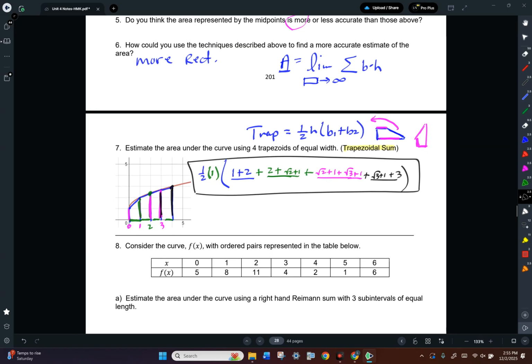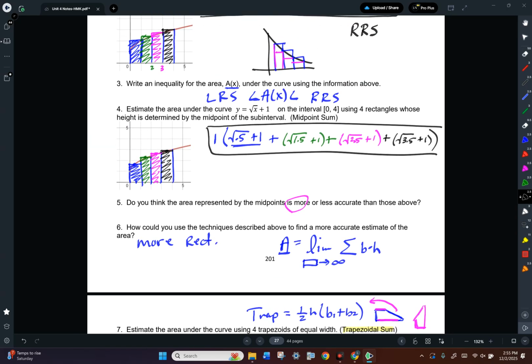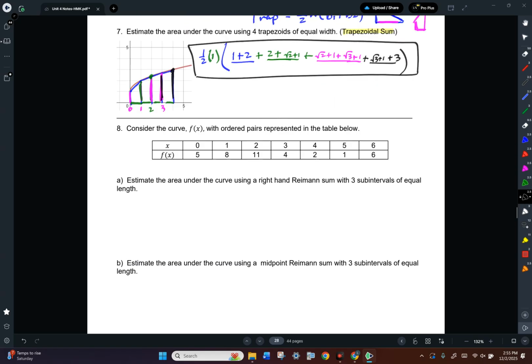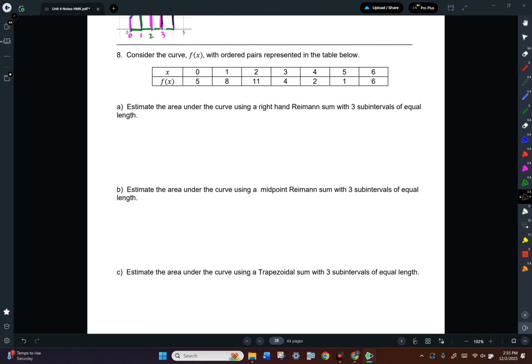Okay, so on all of these, on 1 through 7, we did all this estimating based on the equation of the curve. Well, maybe they don't give you the equation of the curve. Maybe they give you a table of values for the curve. And probably this is a little more common on free response, that they'll give you a table of values.